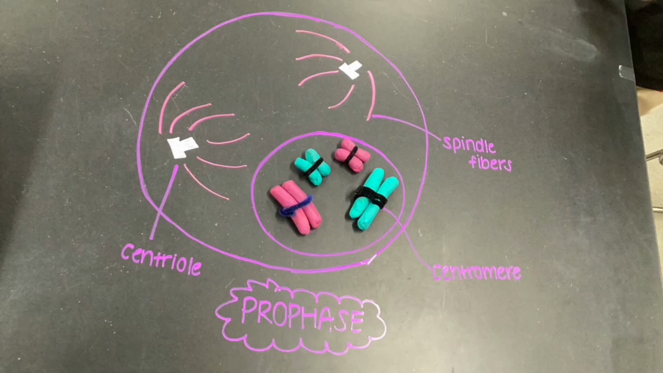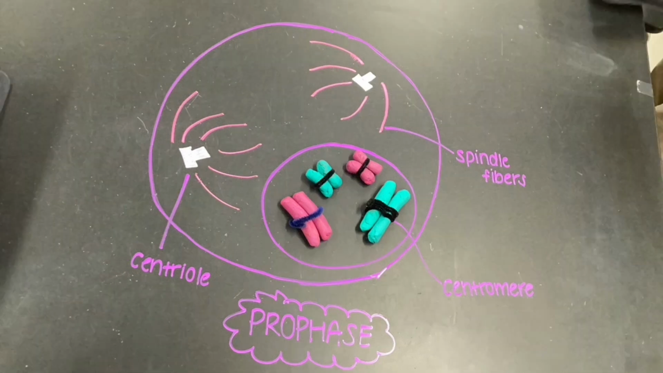After that, the cell heads into the G2 phase to continue growing before entering prophase, the first phase of mitosis. In this phase, spindle fibers begin to grow from the centrioles, and the nuclear membrane begins to break apart.